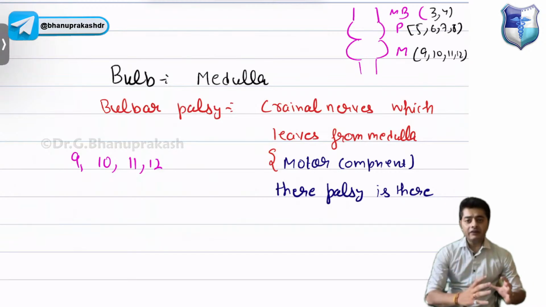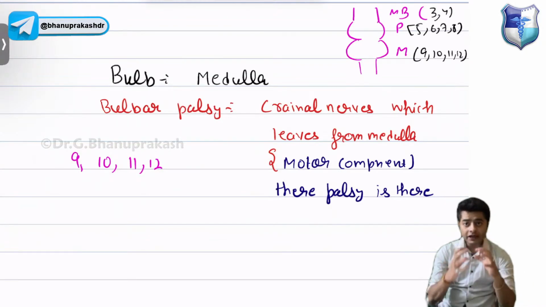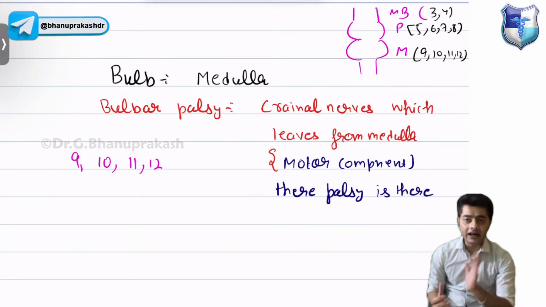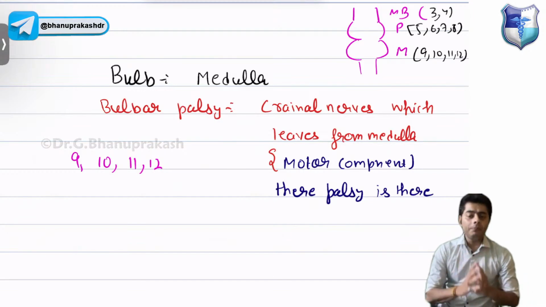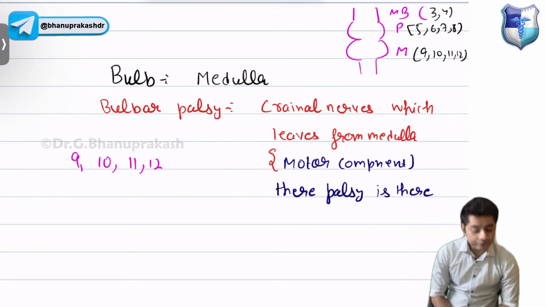So here we are dealing with bulbar palsy. Bulbar means medulla, so the cranial nerves which leave from the medulla are damaged. And what can be the pathology by which these cranial nerves are damaged?